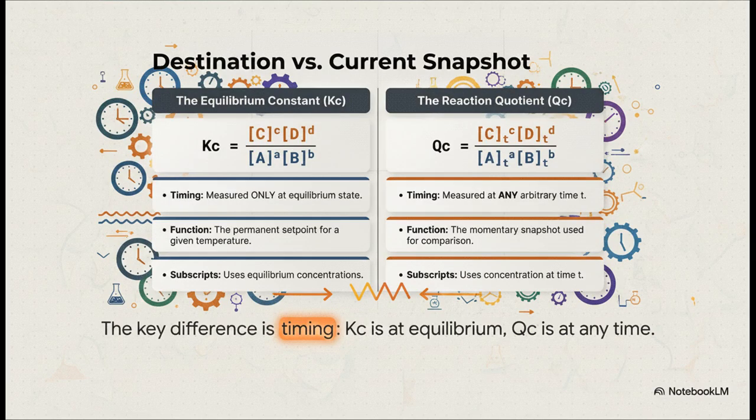At first glance, you might look at the formulas and think, wait a second, they look identical. And they do. But the absolute key difference here is all about timing. Kc uses the concentrations measured only when the reaction has reached equilibrium. But Qc uses concentrations from any moment we want to look. So think of Kc as the permanent destination, and Qc as just a quick photo we take along the way to see where we are.